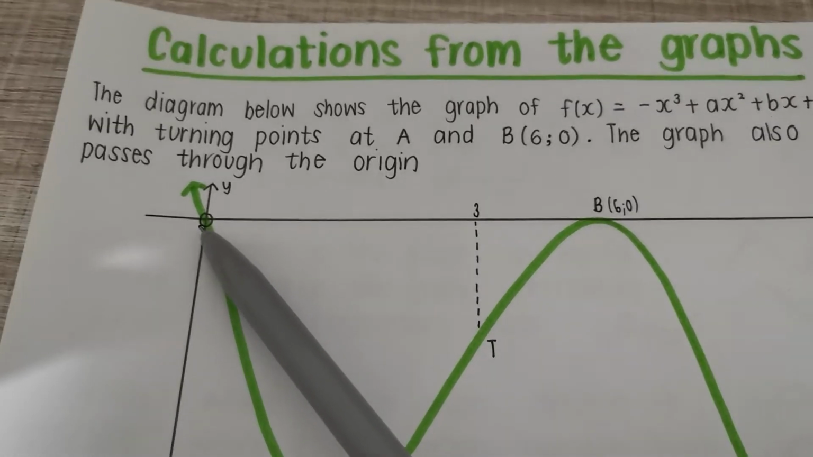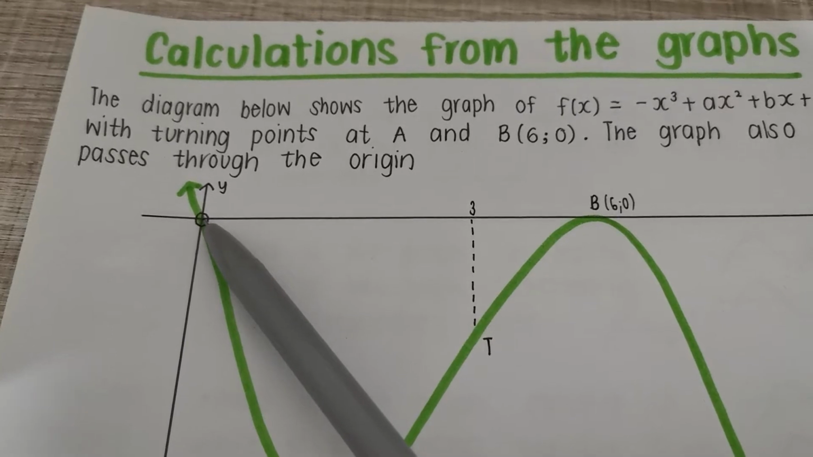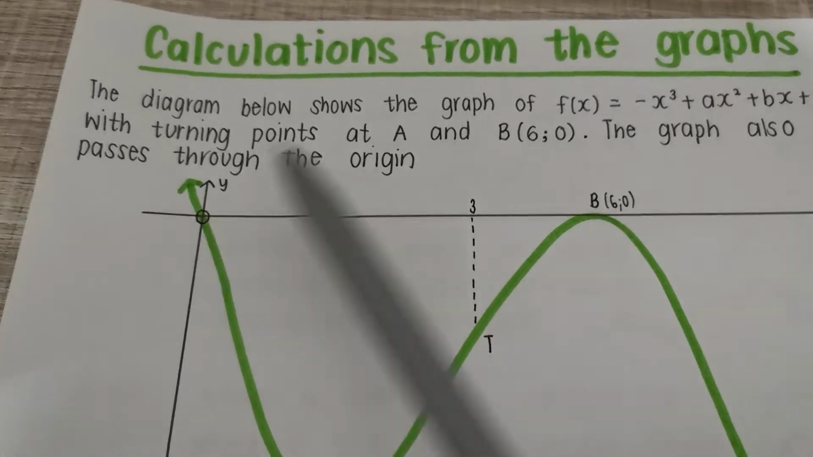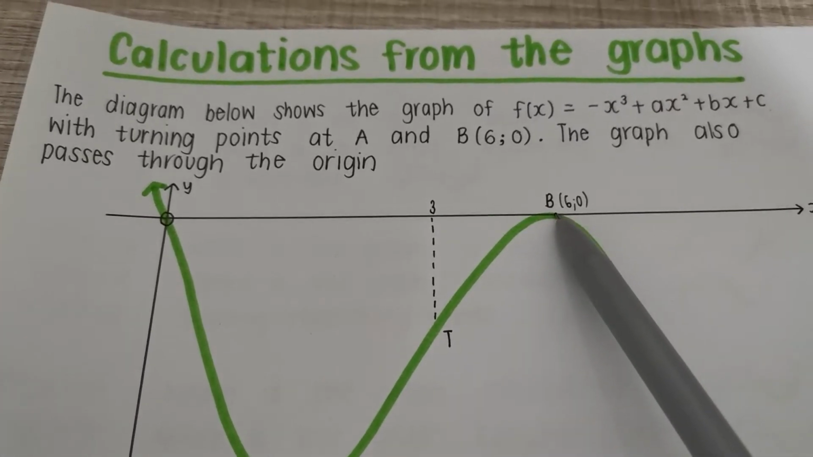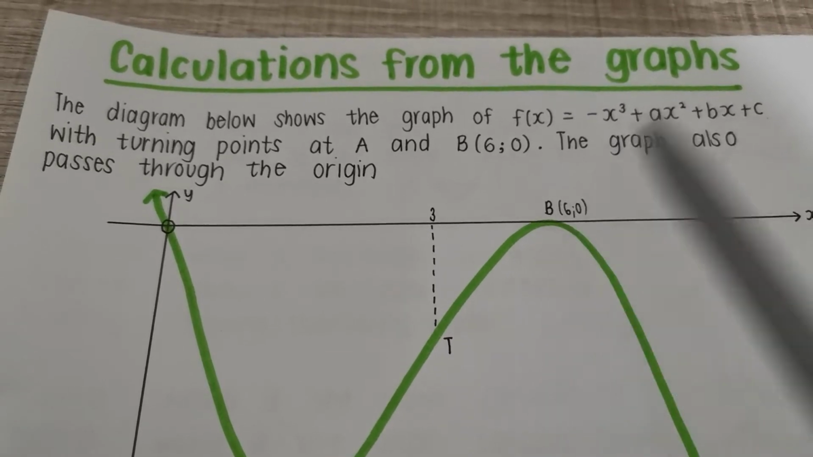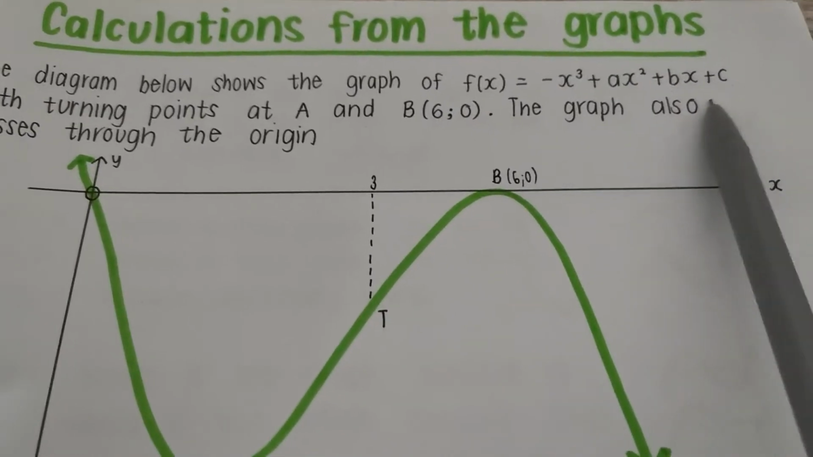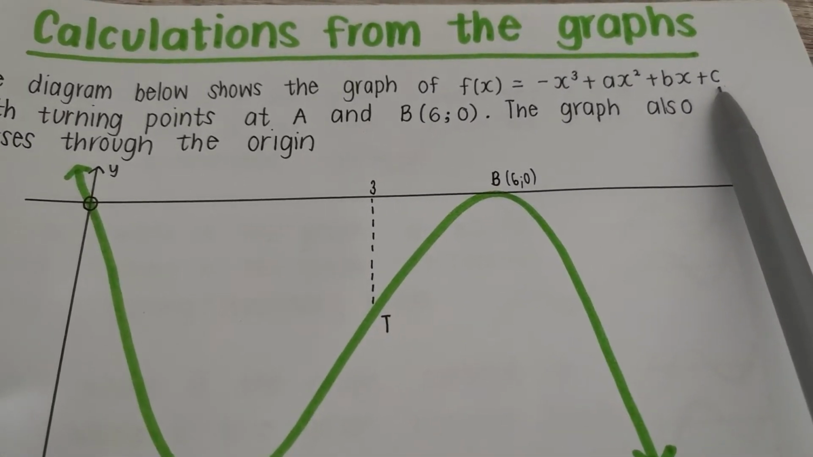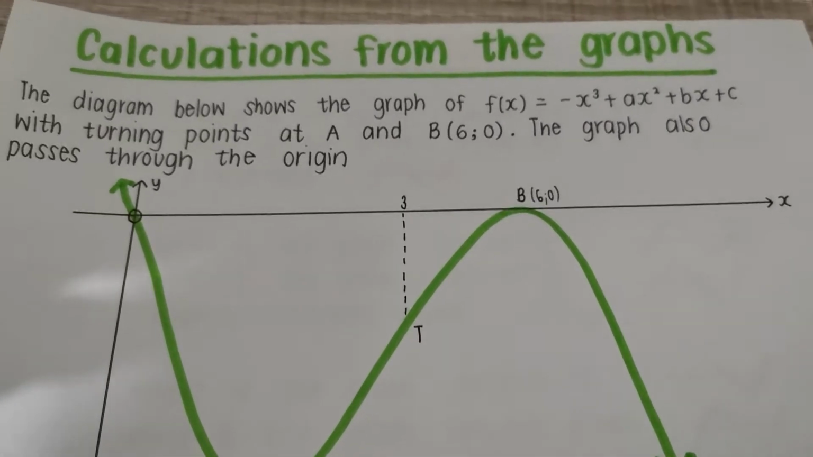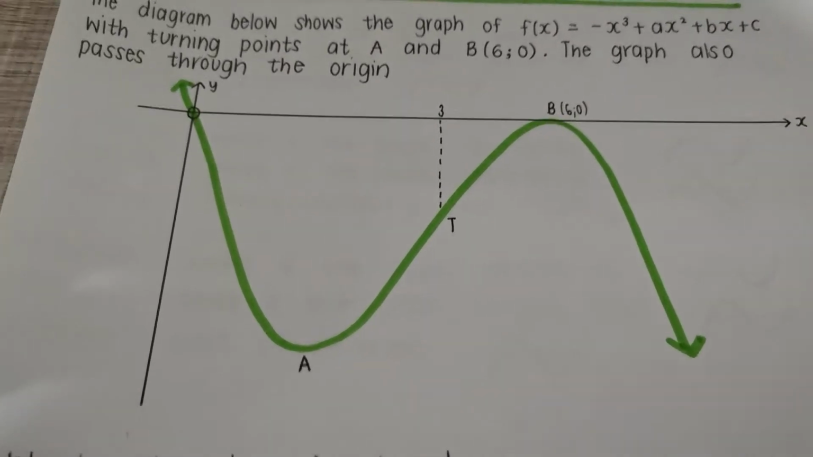So automatically we know that our x-intercept over here is going to be 0 and 0. There's two x-intercepts over here, 6 and 0, and 0 and 0. And we also know that our y-intercept is 0 and 0, meaning that the c value over here is just going to be 0.